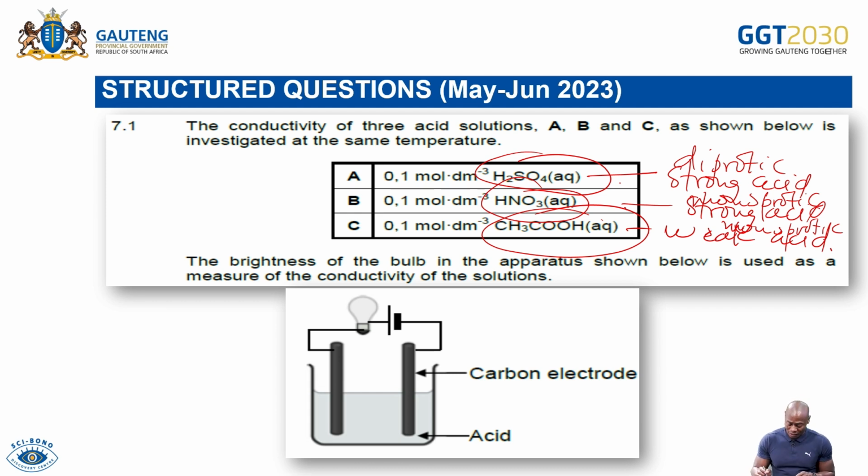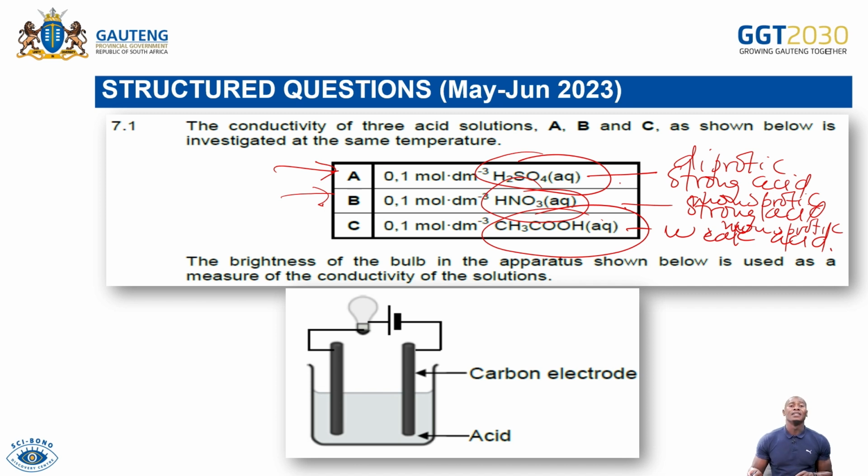Then if we look at the conductivity, A actually will have higher conductivity than B, right? Why will A have higher electrical conductivity than B, although both of them are strong acids? The first one is a diprotic, so it can donate more than one proton. So that solution will contain a high concentration of hydrogen ions or hydronium ions compared to nitric acid, which is a monoprotic. So the conductivity of A will be higher than the conductivity of B. Although both have the same concentration, a diprotic contains a high concentration of hydronium ions compared to a monoprotic acid.